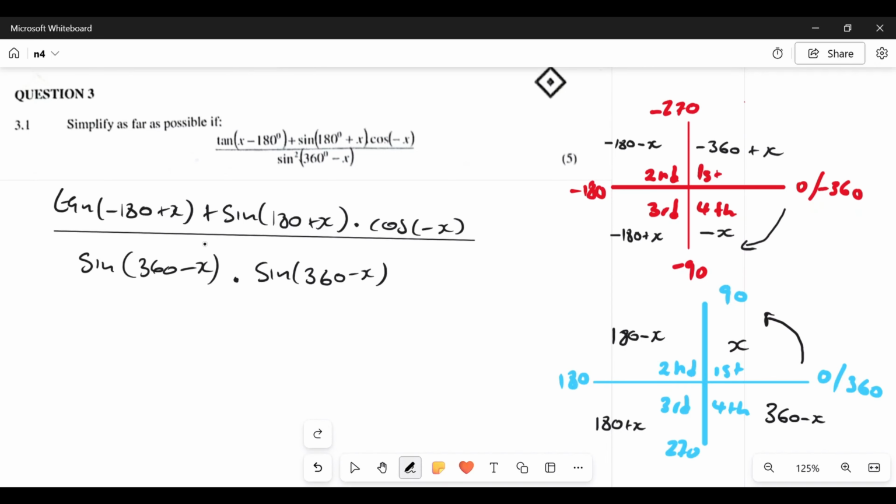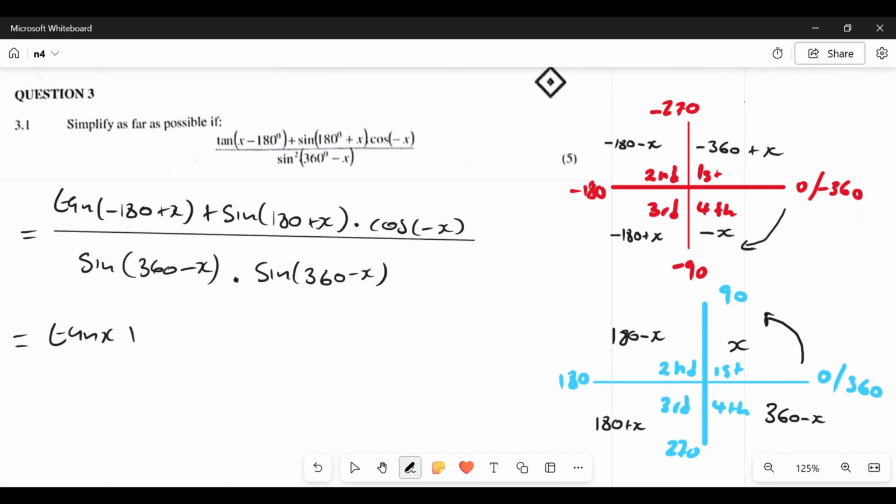Now that we have made our question easy to simplify, let's use our CAST diagrams to reduce this. Like I said, we're going to use the 180 rule. The 180 rule, I already left the video in the description. First of all, look at your quadrant here. So what quadrant is negative 180 plus x? Since our 180 is negative, this means that we are going backwards. So we must look at the red CAST diagram. Negative 180 plus x is actually in the third quadrant. So in the third quadrant, is tan positive or negative? We know that tan is going to be positive. So we're going to write tan x.